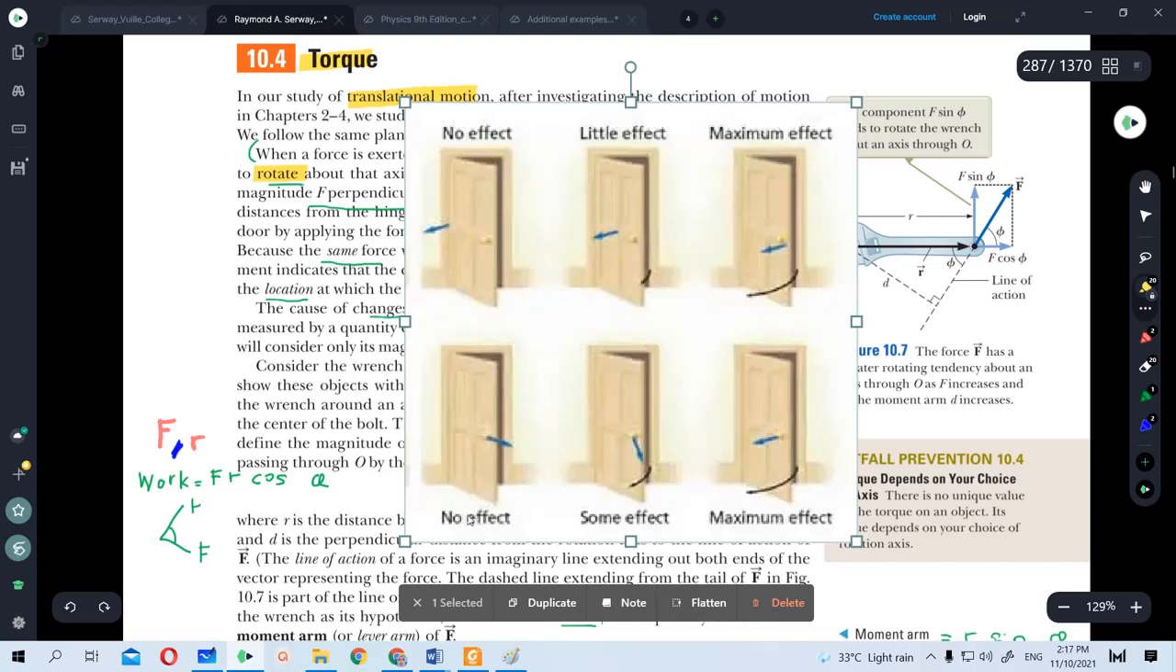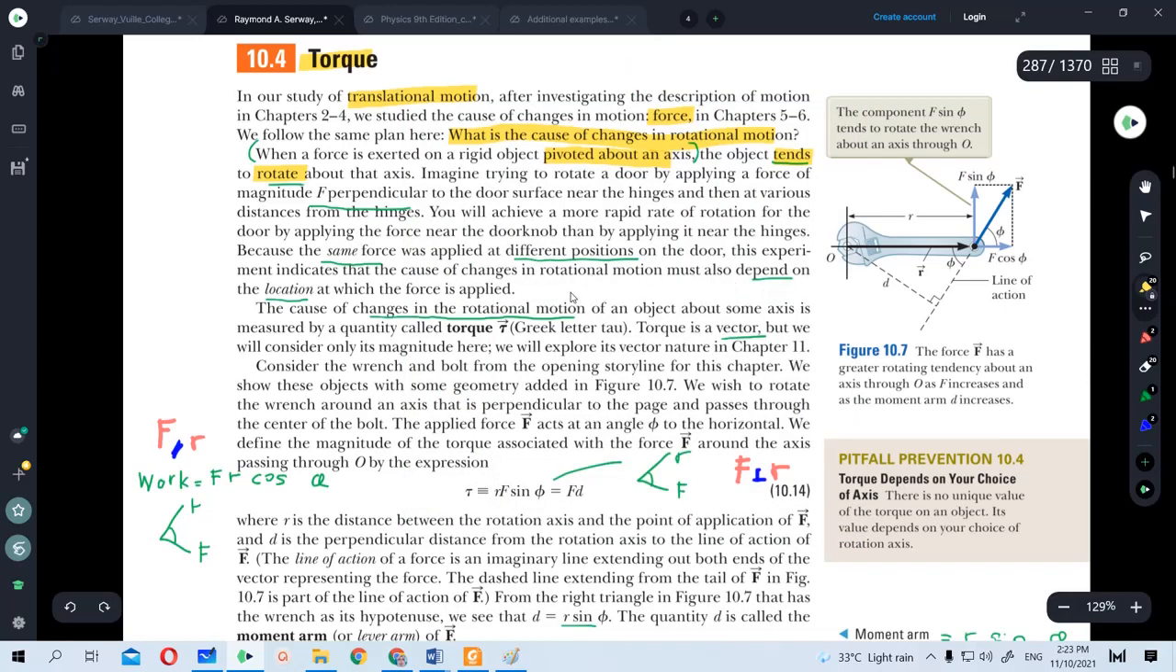Now, the same goes for the second figure, no effect as well. Why? Because of the way the force is applied. However, a force applied does not necessarily produce rotational motion. Hence, we find that not all forces will produce rotation. Therefore, it depends on two things.